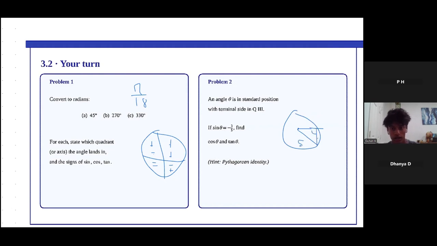Now you can find what this side is using the Pythagorean theorem, and you can also find cos theta, which is, here, let me label theta as well. Cos theta, which is just x, I'm going to label it as x for now, x over 5, and then tan theta, which is -3 over x. So I'm going to give you guys 2 to 3 minutes to solve these two questions, and then we'll move on to the final topic of the day.